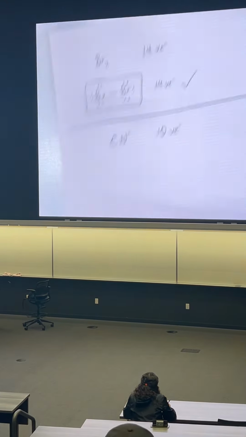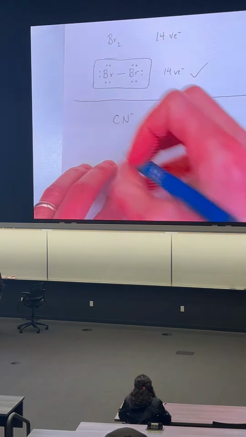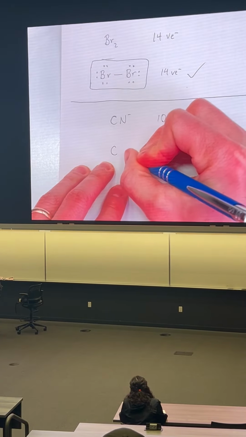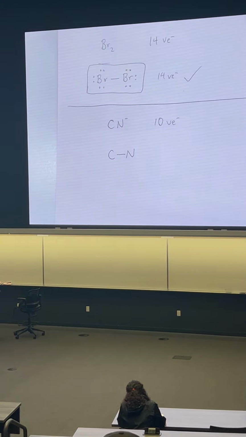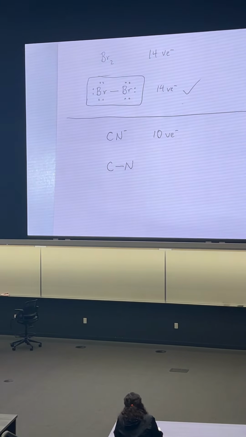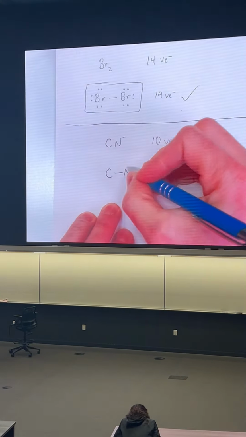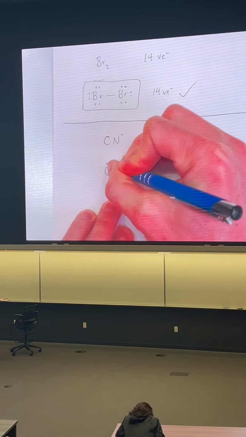So we got CN minus, we have 10 valence electrons. Then arrange the elements to show how atoms are bonded together. C and N, and then add a single bond to connect them together. Okay, we just did 2. Now 3, complete the octets of all the atoms by adding lone pairs. I'm going to complete this octet, and I'm going to complete this octet.